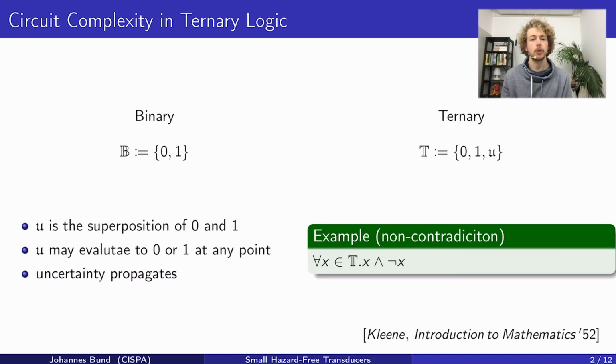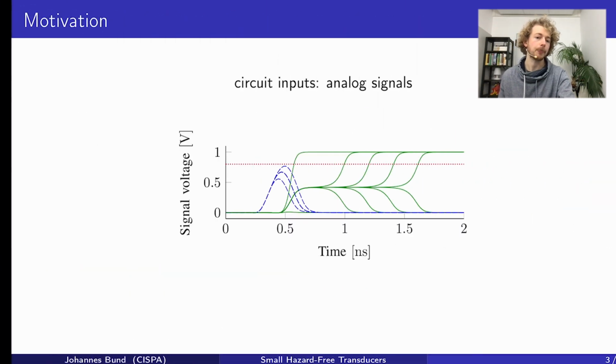As an example of the difference between binary and ternary logic, we can look at the law of non-contradiction. In binary logic, x and not x will always evaluate to 0 for any value that we plug into variable x. In ternary logic, the law is not true anymore. We can plug in value u. Then u and not u will evaluate to u instead of 0. So this is why the law does not hold anymore.